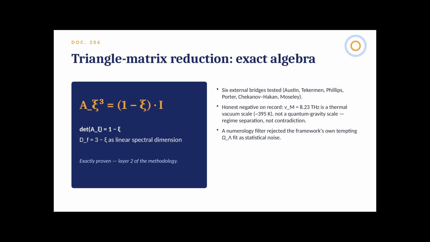6 external bridges were tested against other researchers' frameworks. And here's a model negative result. Logged honestly, one bridge gave a frequency, nu-m, of 8.23 terahertz, but that turned out to be a thermal vacuum scale, around 395 Kelvin, not a quantum gravity signal. A separation of regimes, not a contradiction. A numerology filter even threw out the framework's own tempting dark energy fit as statistical noise. Dimensional change here follows 3 operation types, call them type 1, 2, and 3, which together dissolve a whole family of fake paradoxes about whether information gets lost.